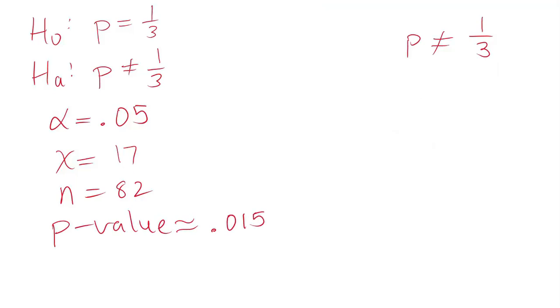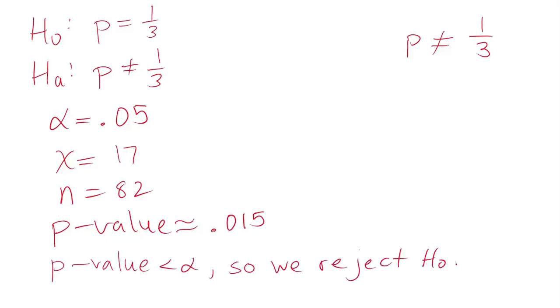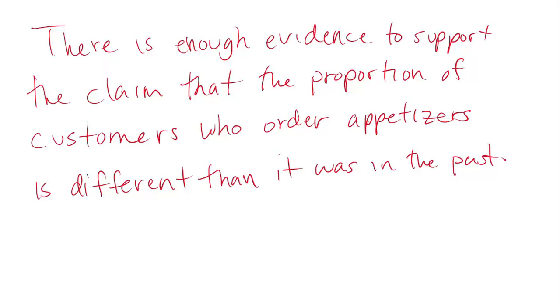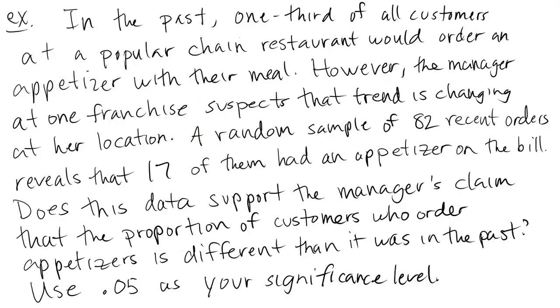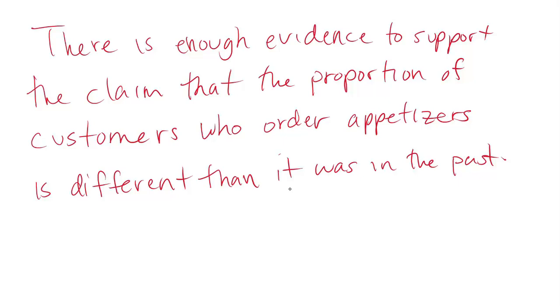That p-value is less than the alpha that we were given, and so we're going to reject the null hypothesis. We're rejecting the claim that the proportion of customers who order appetizers is still 1/3 like it has been previously. We're rejecting the status quo. We now believe that that proportion has changed to something else. And so that's what we're going to conclude. There is enough evidence to support the claim that the proportion of customers who order appetizers is different than it was in the past. You can see I stole most of that wording from the problem. Another way to say this is to just say that it's different than 1/3, which is the historical value.